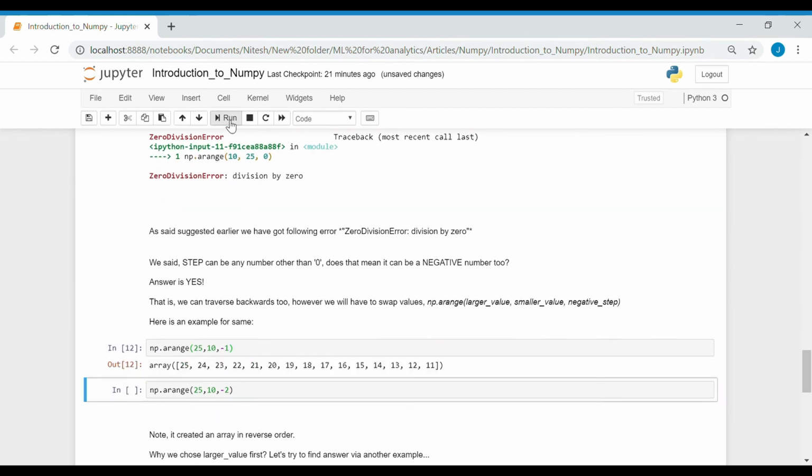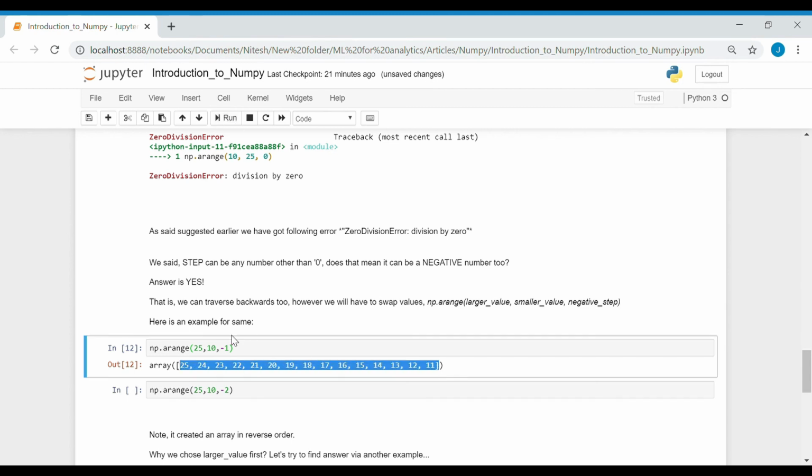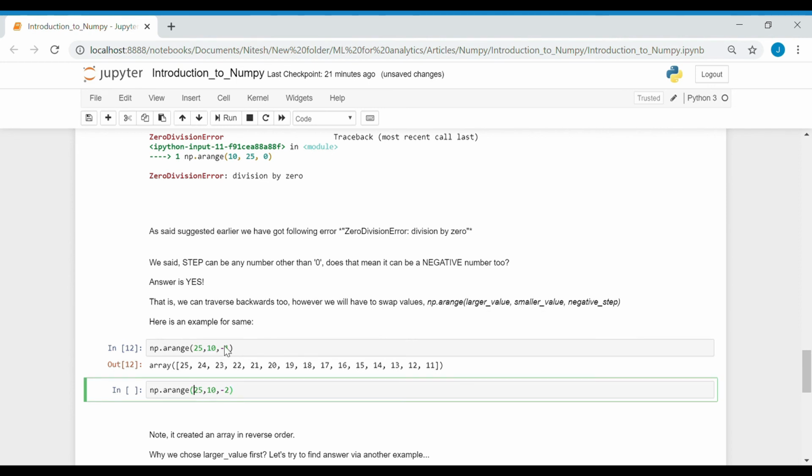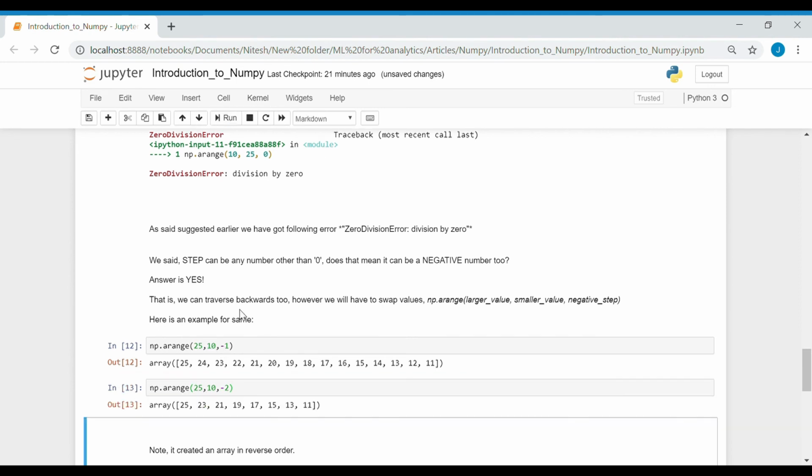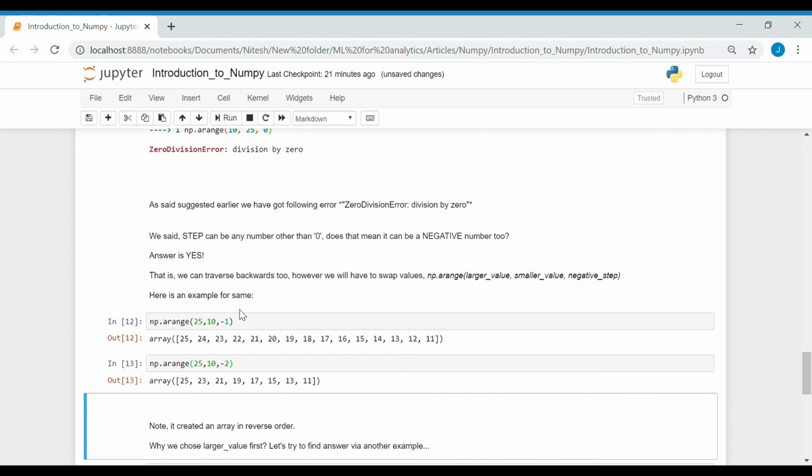It provided me an array in the reverse order. But one thing to note over here is that I have swapped these values. That is, I'm providing the larger number 25 first and the smaller number second. And if we go for -2, it provided me a reverse array. And another thing to note over here is we are excluding 10 now and including 25.